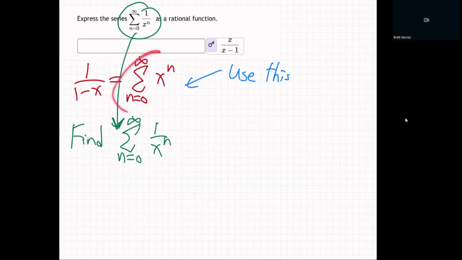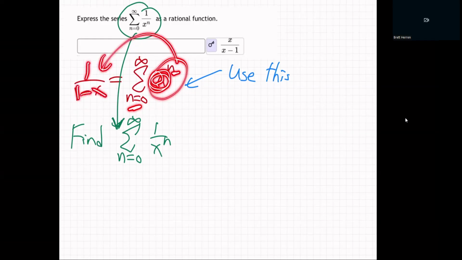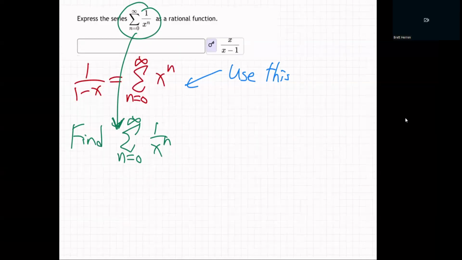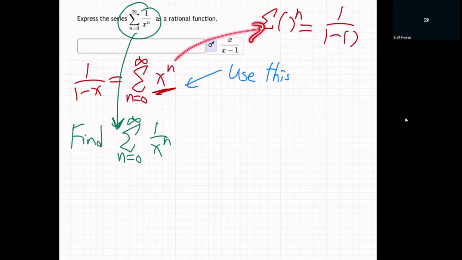Well, basically, think about what this says. This says if you have the sum of anything to the n power, it's going to be 1 over 1 minus that thing. Remember, whenever we have an x in a math or science formula, it's like the holes in a toaster. It's the insert slot. So if I could rewrite this really simply, this says if you have the sum of anything to the nth power, that's going to equal 1 over 1 minus that thing.